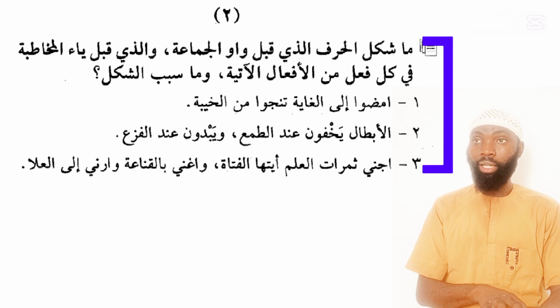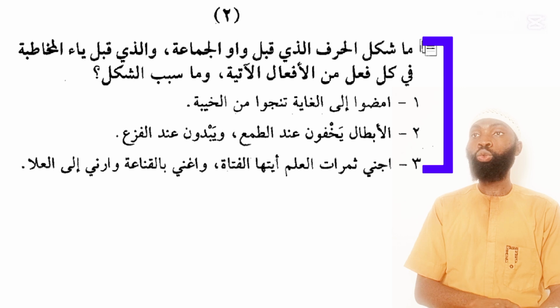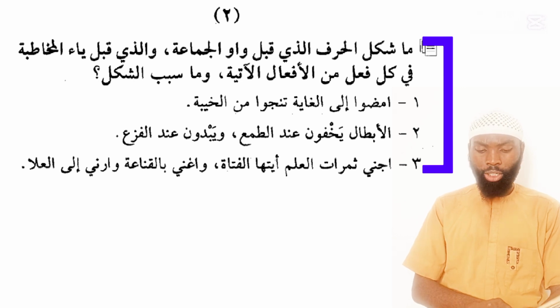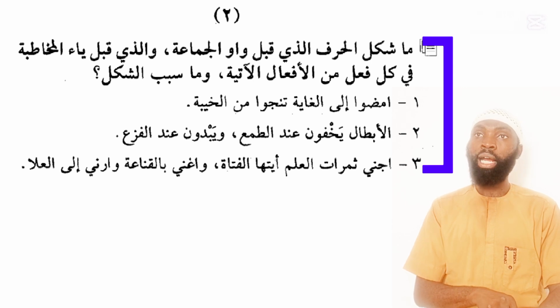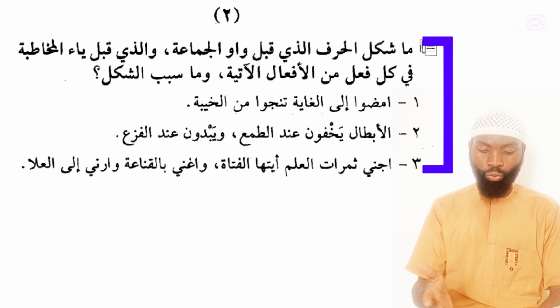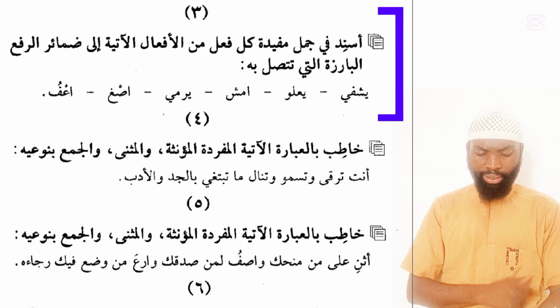The word of plurality, it was dumado, it was alif, mashallah. Then the word tanju is also naja alif. Then number 2, we have al-abtalu yakhfuna inda tamai wa yubduna inda al-fazai. Al-abtalu yakhfuna. So yakhfuna, you can see here it is what? Yakhfuna, khafa, akhfa, yukhfu, mashallah. So yubdu, the same thing, abda, yubdi, so it's one was here. Now you can solve this last one.